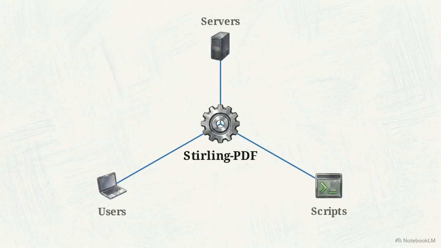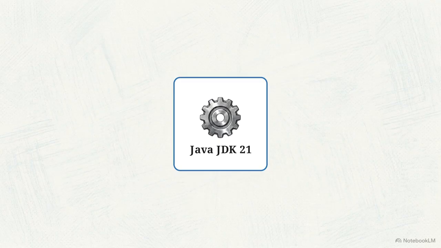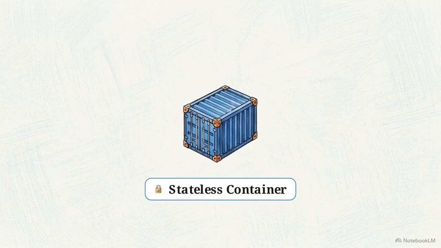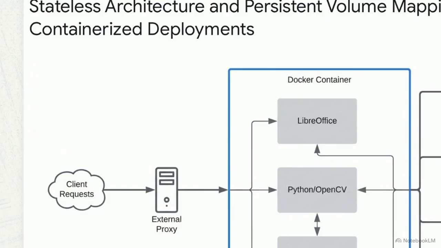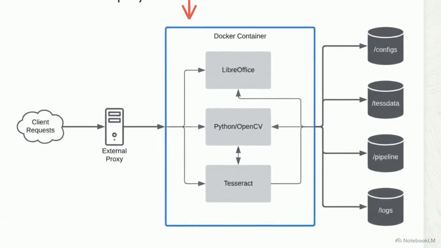Stirling PDF operates as an enterprise-grade processing node, standardizing document handling across servers, users, and programmatic scripts. While the application backend orchestrates operations using Java JDK 21, the entire suite is packaged for strict stateless container execution. Looking at the deployment diagram, client requests arrive from the network and route directly through an external proxy into the isolated application boundary. The container itself is entirely ephemeral. No persistent user data, settings, or processing logs remain within this execution environment once the container is shut down.